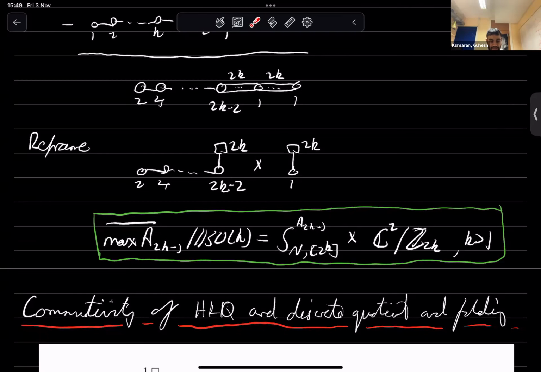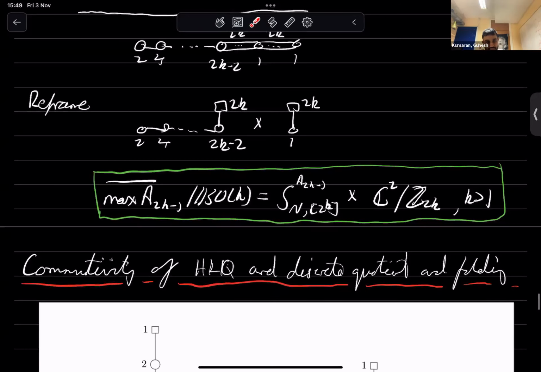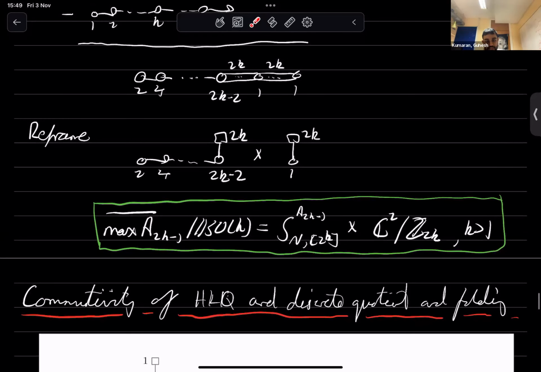Okay, so those are the examples. Any questions on that before I talk about how this commutes with discrete quotients and folding?